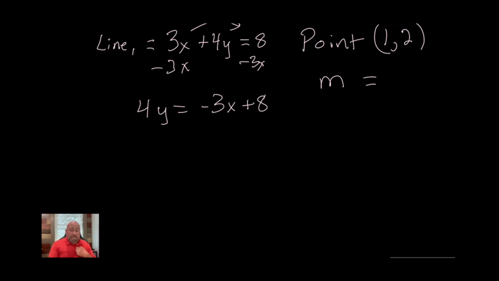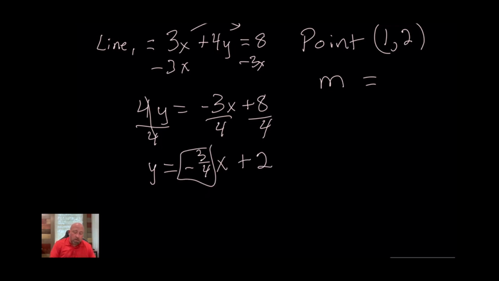All right, next thing that we need to do is get the 4 over to the other side. So how are we going to do that? We're going to divide everything by 4. Cancel. y equals negative 3/4 x. That's our slope. That's what we're looking for. Plus 2. All right. And so there we go. This is our slope. That's the important thing. So minus 3 over 4.